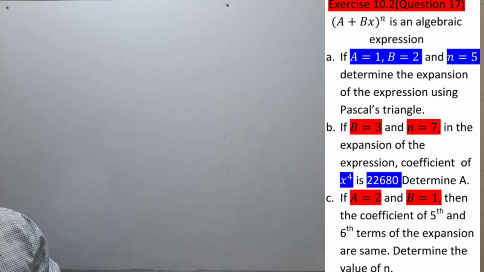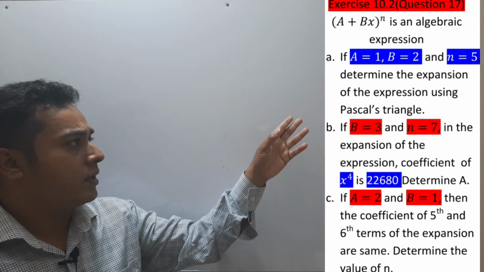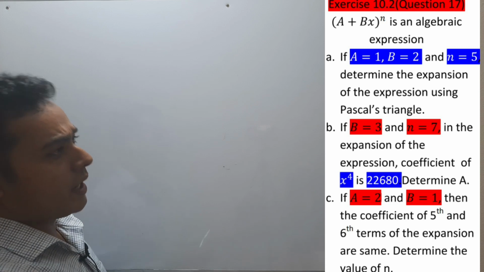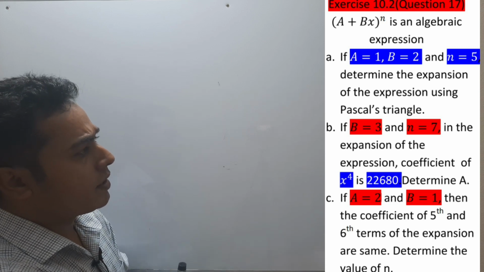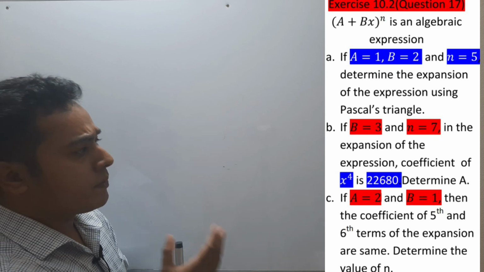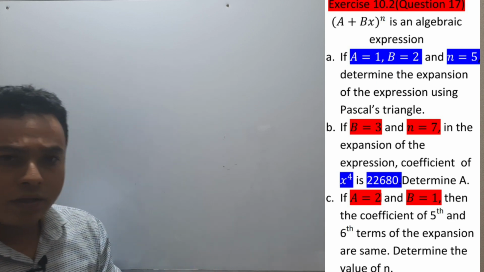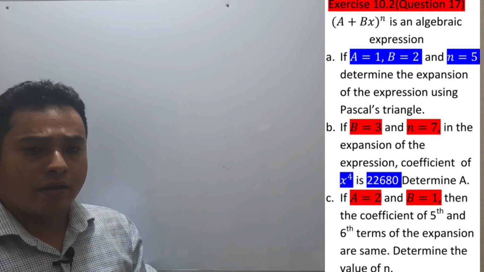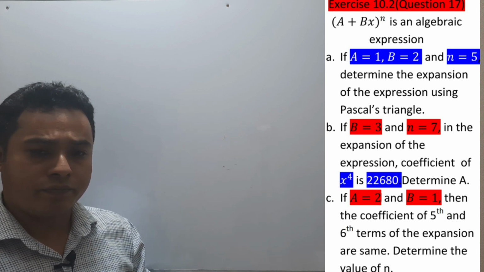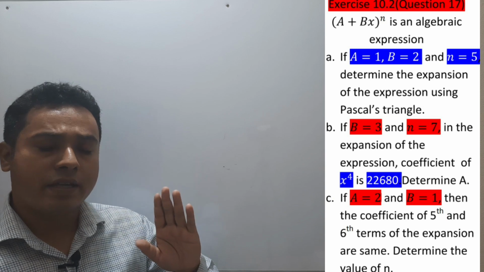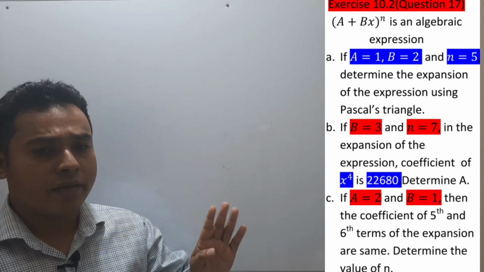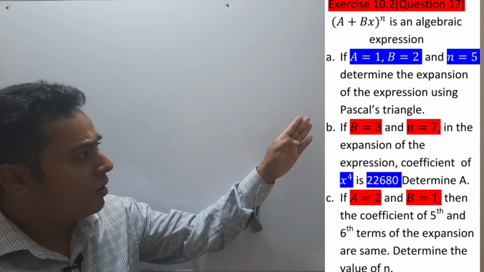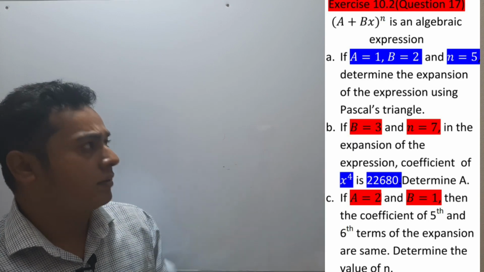Okay, dear students, at first, question a: if a is equal to 1 and b is equal to 2 and n is equal to 5, determine the expansion of the expression using the Pascal triangle. In previous class already we have discussed how we can expand the binomial term. We have two ways. First one is Pascal's triangle, and second one is binomial theorem. Now for question A we have to use the Pascal triangle.